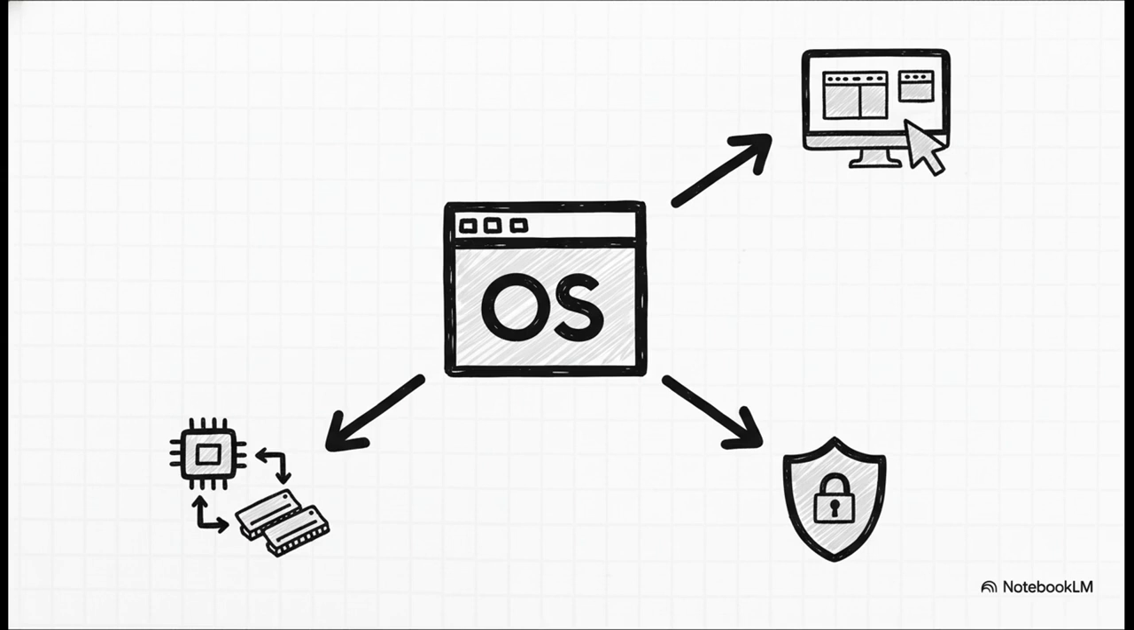Well, for one, it creates the user interface, the whole world of icons and windows that we see and click on. But behind the scenes, it's a master multitasker. It's constantly deciding which app gets to use the CPU and how much memory each one is allowed to have. And on top of all that, it's also the guardian, keeping an eye on the system's overall health and security.